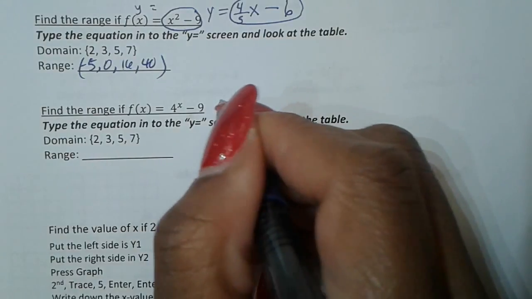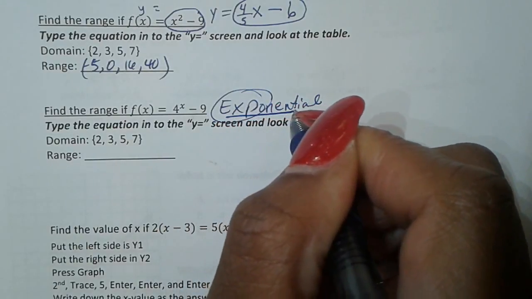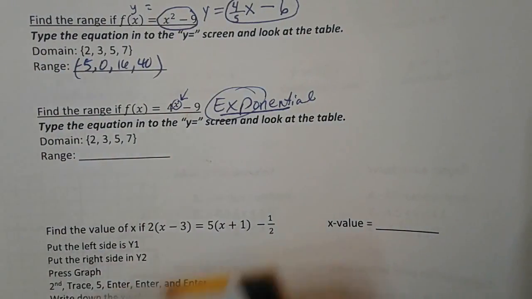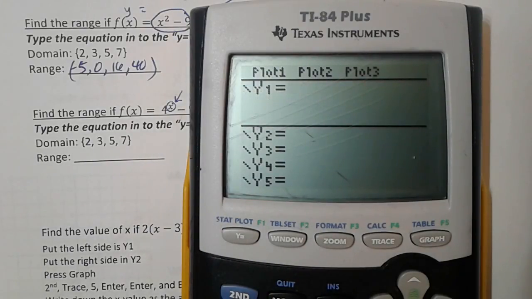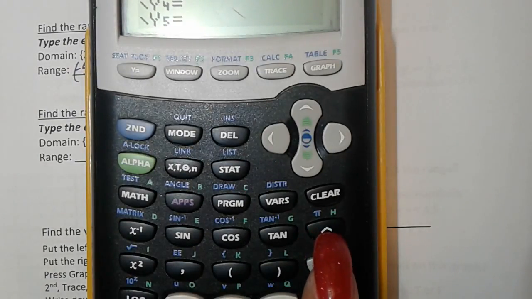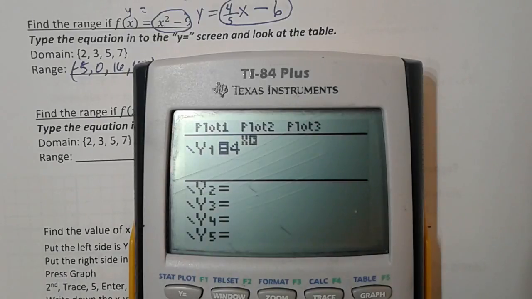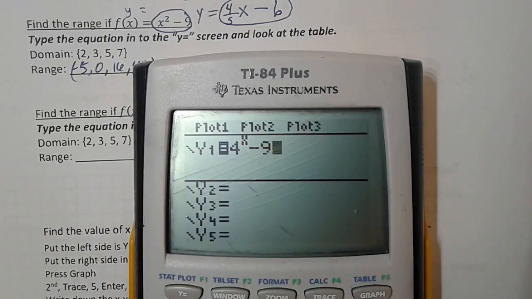Okay, now we have our exponential function. Look at my exponent. It is not a number. It is a what? Letter. Four raised to the x power means use the caret. That's what that's called. When you press that, it gives you an empty box. Now put an x there. Move over, release the exponent, then type minus 9, not negative 9, but minus.